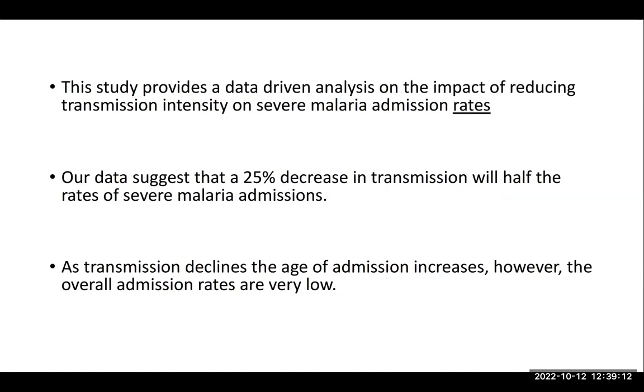So here we have provided a data-driven analysis of the impact of reducing transmission intensity on the severe malaria admission rate. There are interventions to reduce malaria transmission, as I had mentioned earlier, for example, mass drug administration, indoor residual spraying, and bed nets. And here we are suggesting that a 25% decrease in transmission will halve the rate of severe malaria admission. And we have also shown that as transmission declines, there's a shift in the peak age of severe malaria admissions towards older children. However, the overall admission rates are very low.